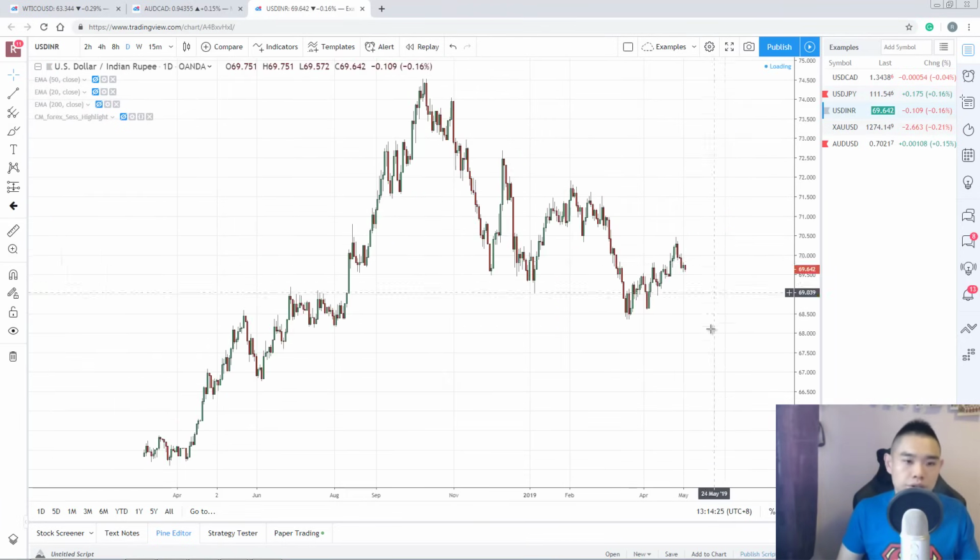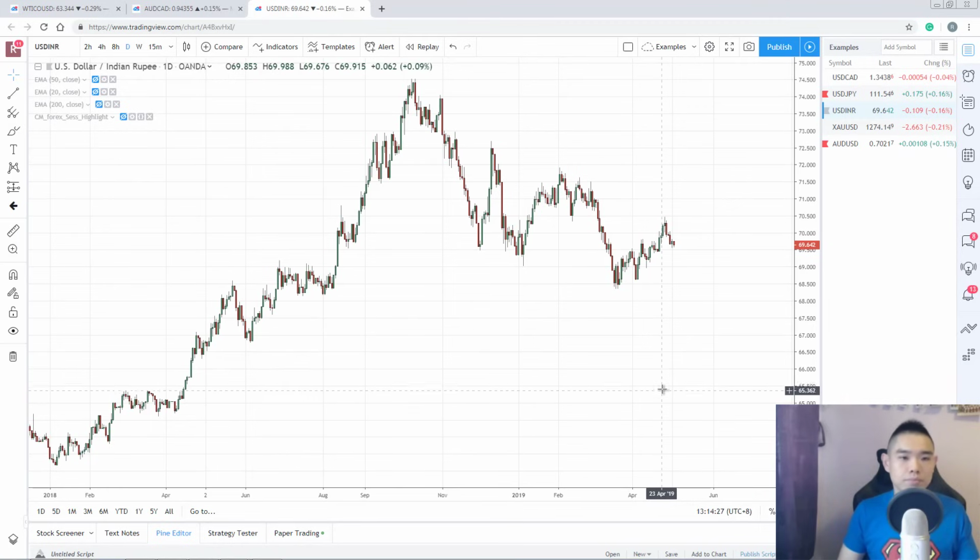How about another one? Dollar against the Indian rupee. Same thing. What I'm seeing over here, again, this is already the zoomed out version. Connect the major swing points, if it makes sense, if it doesn't matter. You want to draw the trend line where it best fits the current price data.